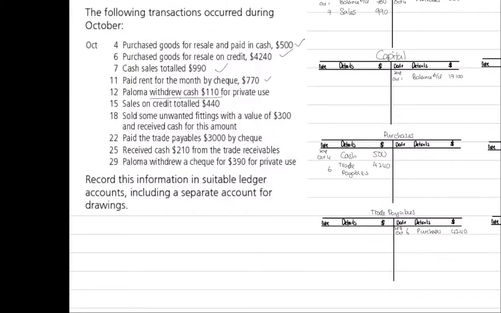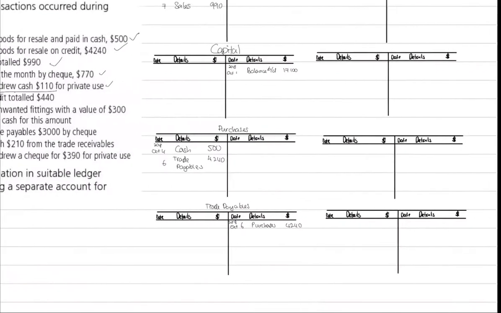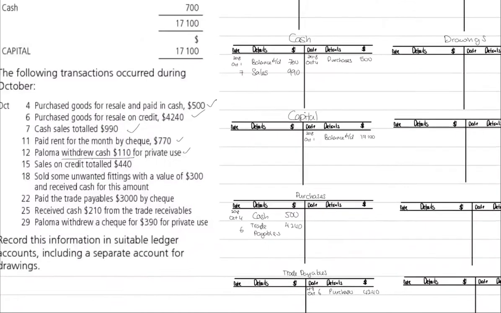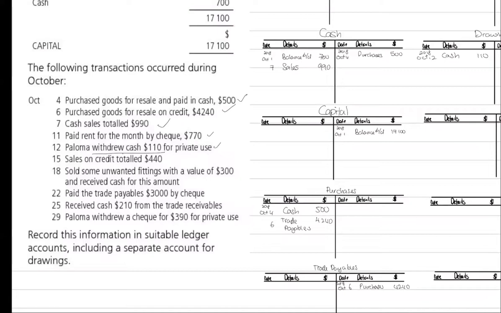Next, Paloma withdrew cash 110 for private use. When you see the words private use, you need to open a drawings account, which is considered to be a special account where we always debit it. So with drawings, we will debit the drawings account by 110 and the money comes from the cash account. 2018 October 12. So we go to our cash account, the money will go out and it is drawn out due to the drawing for private use.